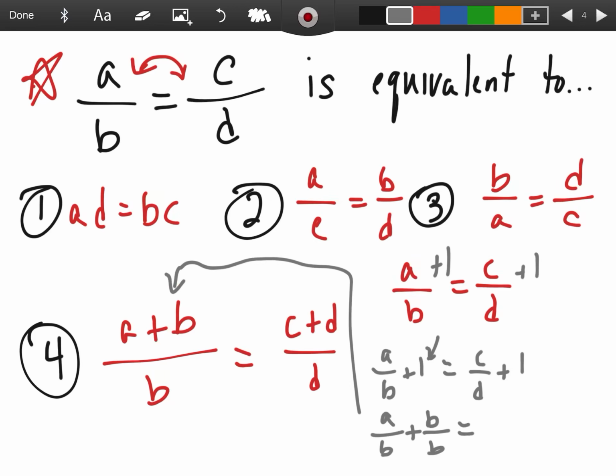On the right side, same thing. I want to get a common denominator. My common denominator is d, so I'll multiply this 1 by d over d. So c over d plus d over d. Now I have a common denominator. I add the numerators, and I get c plus d over d.